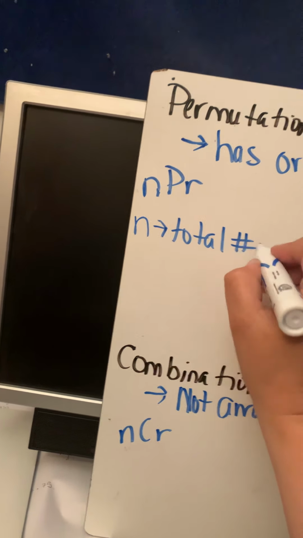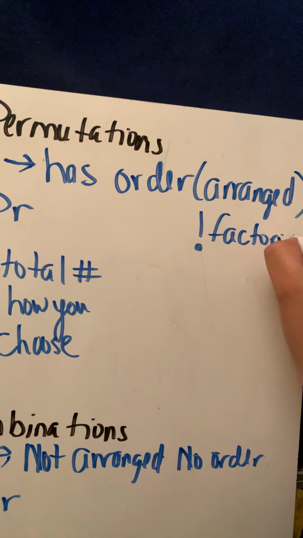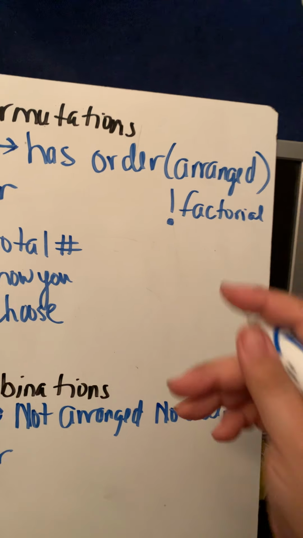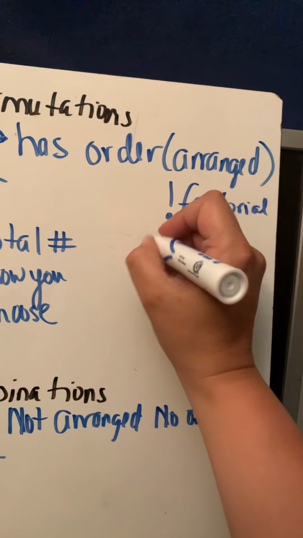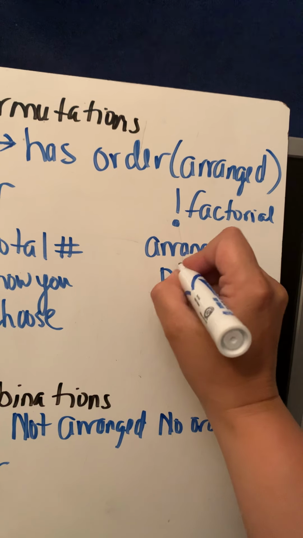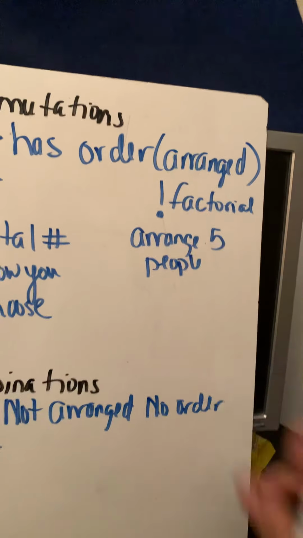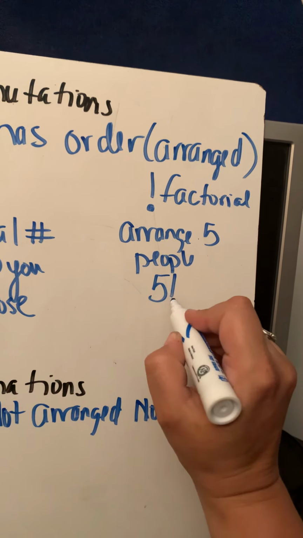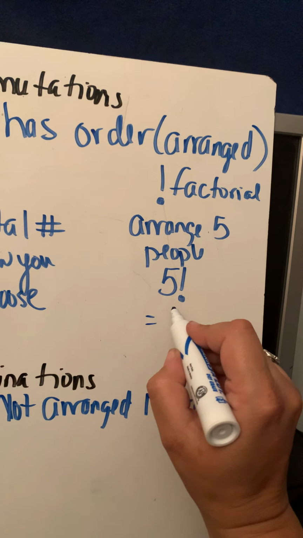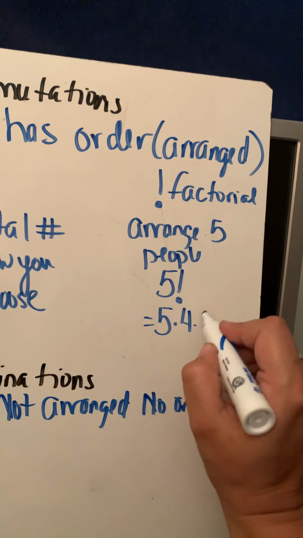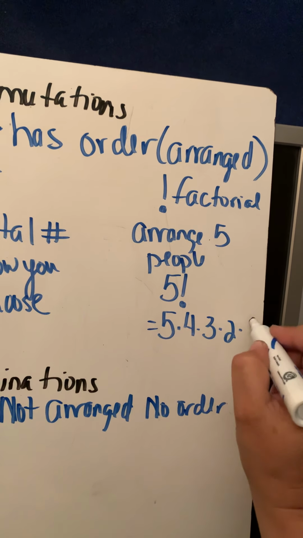There's another little thing that goes with permutation. It's called a factorial. You will hear me use factorial. So if I wanted to arrange 5 people in order, a single unit, I'm not choosing any people, I'm just arranging them. I would write that as 5 factorial. What factorial means is you take the very first number and you multiply it by each preceding number until you get to 1.